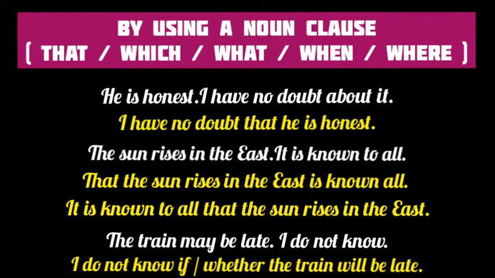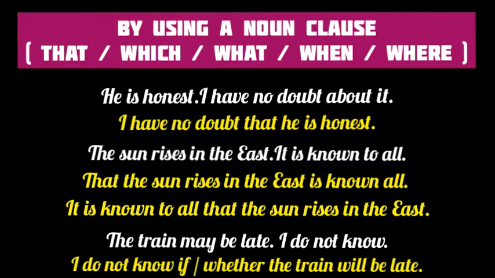In the second example, the separate simple sentences are the sun rises in the east and it is known to all. We combine these two simple sentences to form the complex sentence it is known to all that the sun rises in the east, in which it is known to all is the principal clause and that the sun rises in the east is the subordinate noun clause. In both these cases, the subordinate clauses are initiated by the subordinating conjunction that.